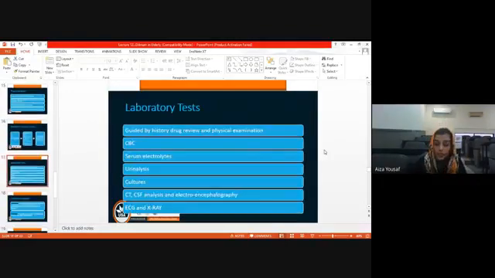Now there are some other laboratory tests guided by history or drug review and physical examination. We ask the patient to perform some laboratory tests to get a clearer picture. We ask the patient to do CBC, serum electrolytes, urine analysis and cultures, CT scan, cerebrospinal fluid analysis, electroencephalography, electrocardiogram, and X-ray.